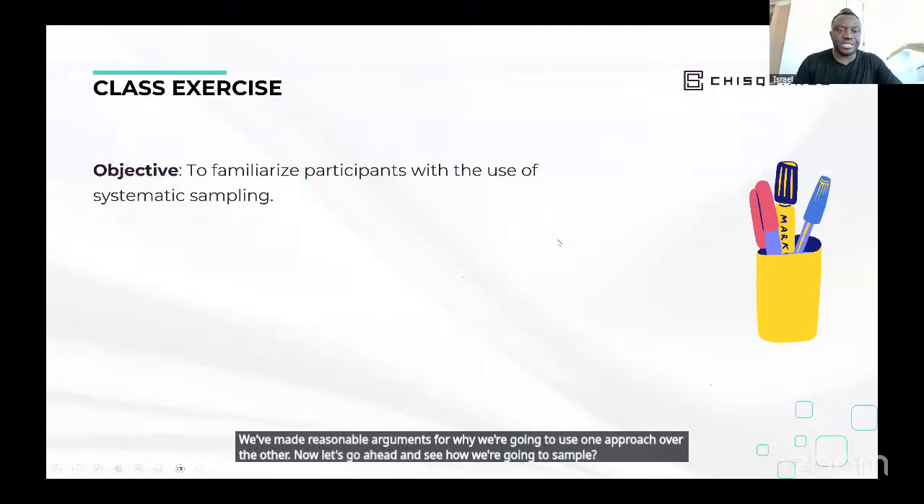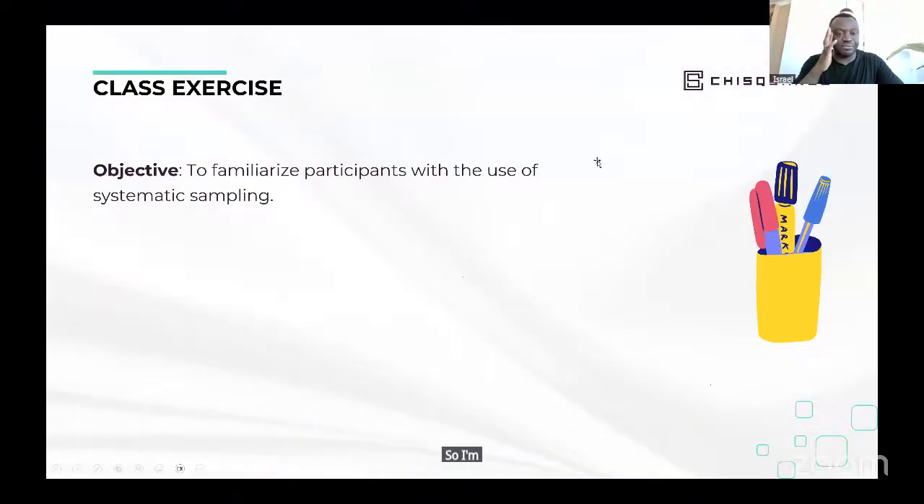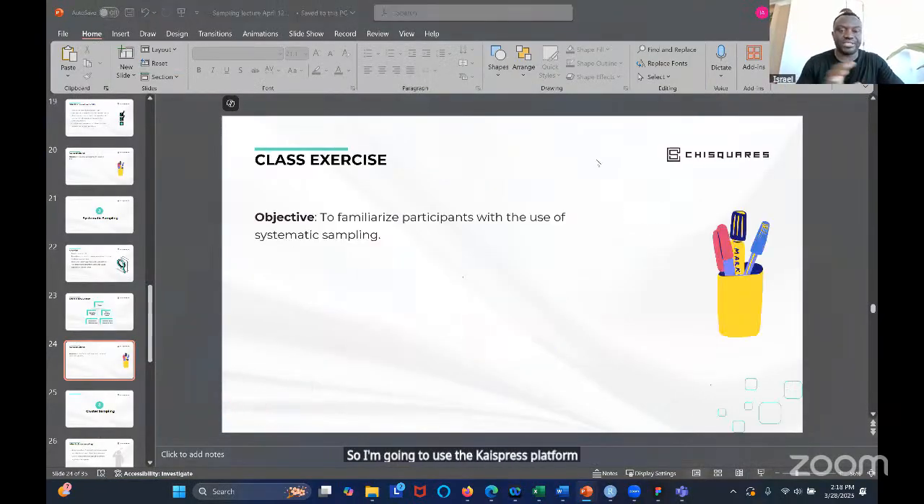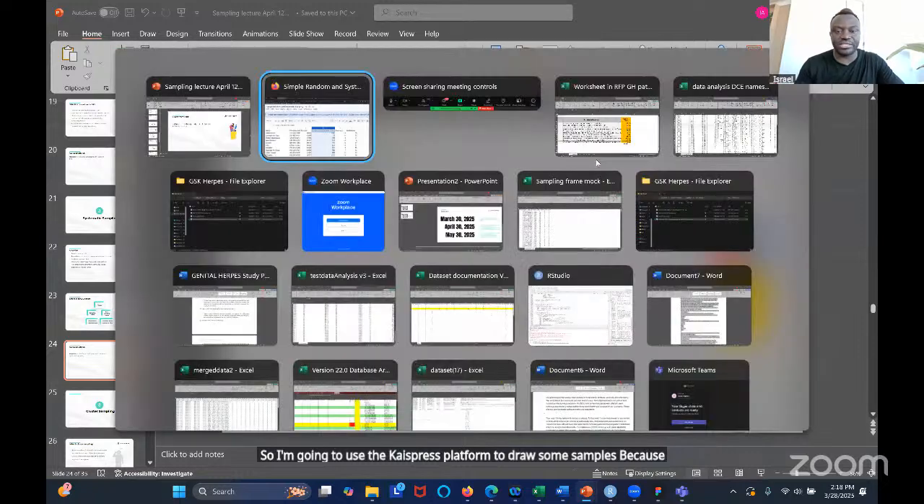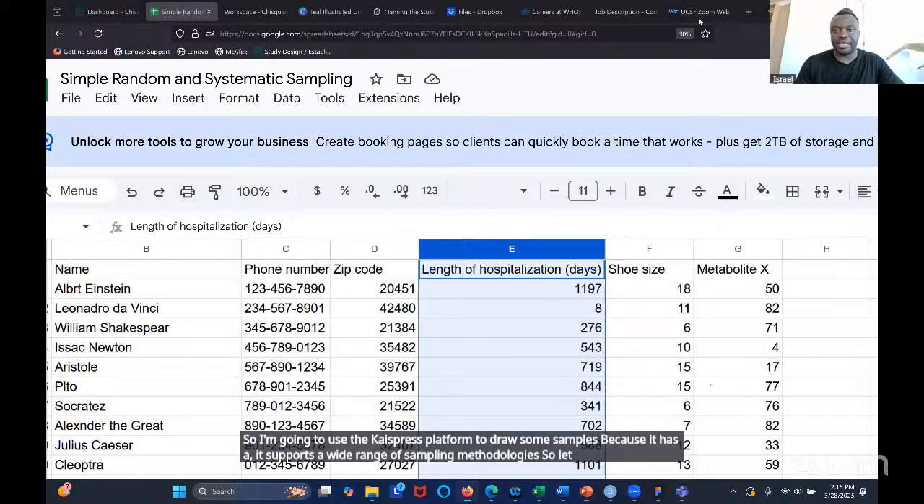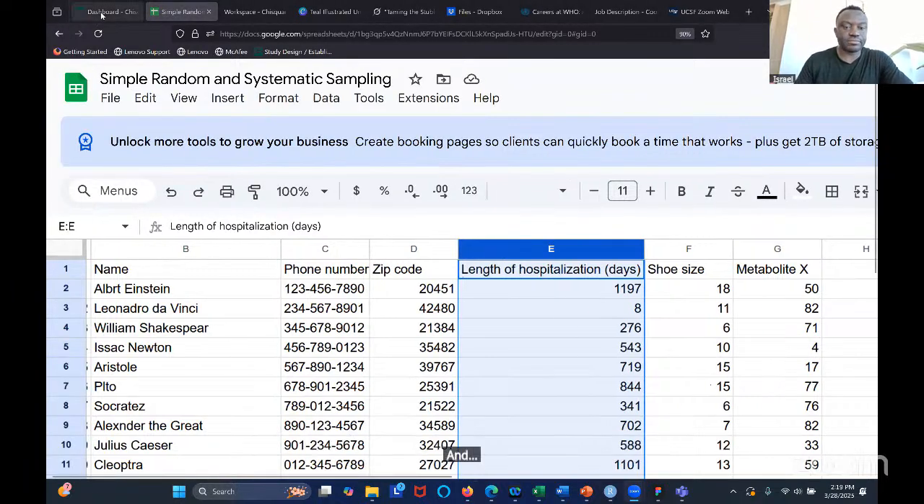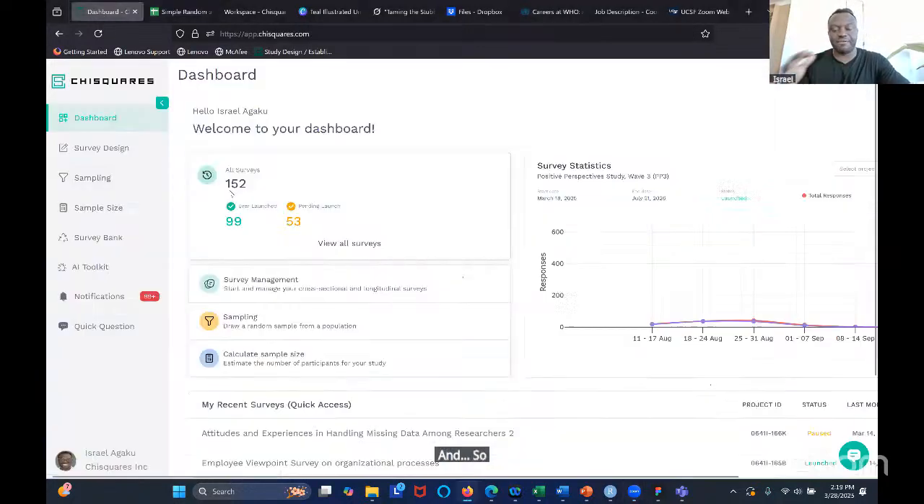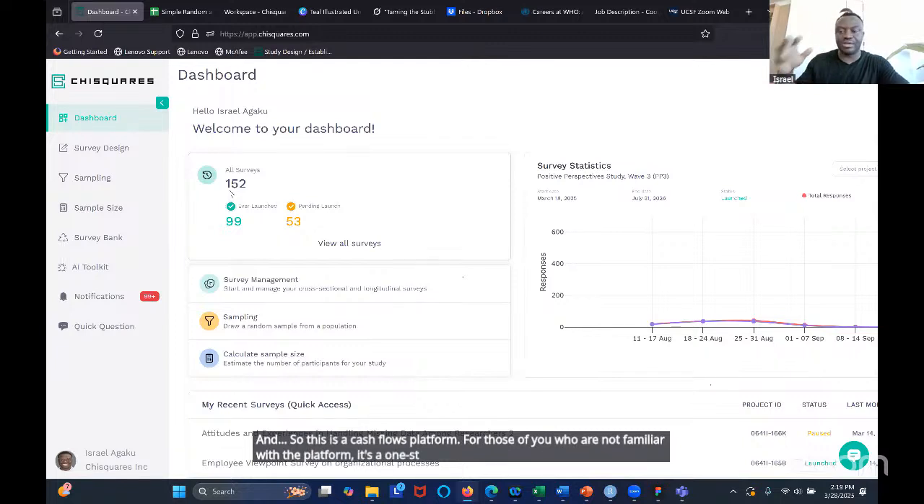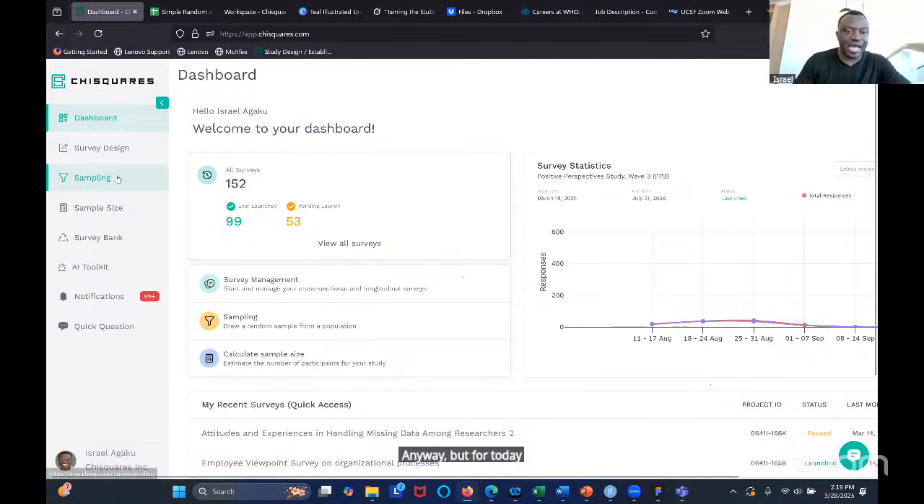So we're going to use the Chisquares platform to draw samples, because it supports a wide range of sampling methodologies. So let me quickly log in. So this is the Chisquares platform. For those of you who are not familiar with the platform, it's a one-stop shop for research. You can do sample size calculation, sampling, data collection, and a whole bunch of other things. Anyway, for today, we just want to focus on our sampling.